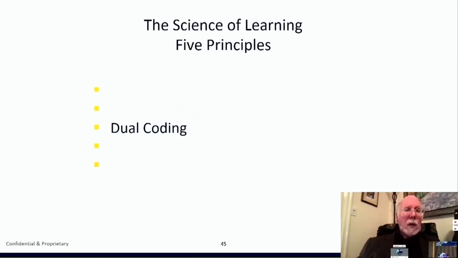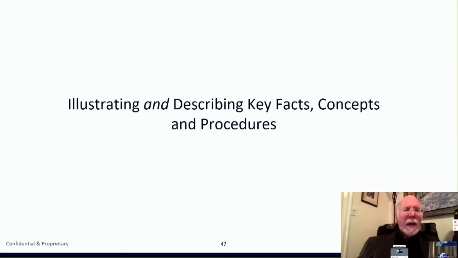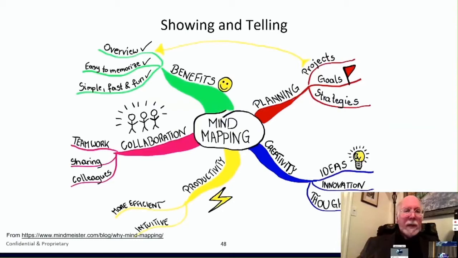Next slide, please. So dual coding. Next slide, please. So the principle of dual coding, learning is more effective when the material is presented as both words and images. Next slide, please. So you want to illustrate and describe key facts, concepts, and procedures. So it's not just showing pictures. You can also do things like this, where this is a mind map, it's called, where it's showing and telling.